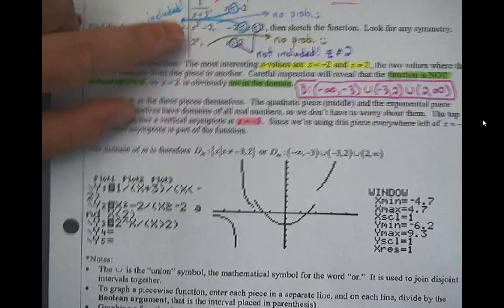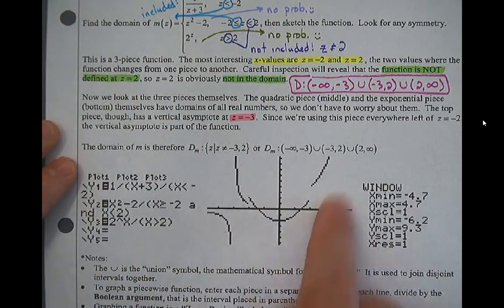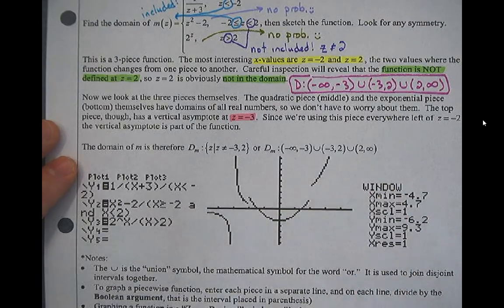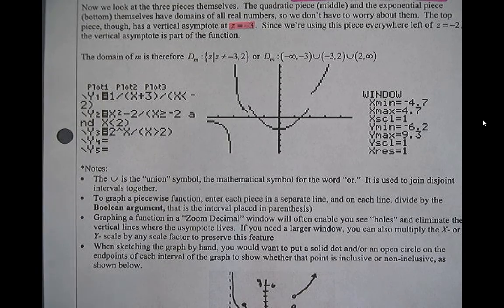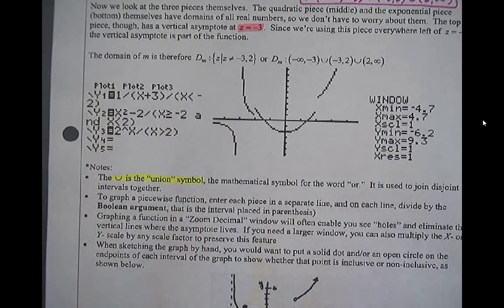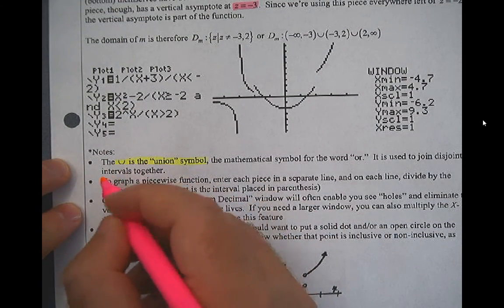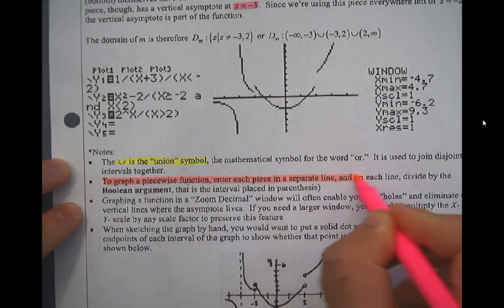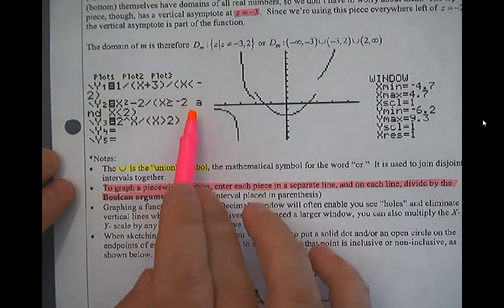And then your calculator would actually show it this way. If you wanted to practice, you could grab your calc. This is what your picture should look like if you use this window. A couple of things to talk about. You must include the union symbol, so you need to use the union symbol in between your intervals. To graph a piecewise function on your calculator, enter each piece and then divide it by a Boolean argument. That means the and/or stuff.